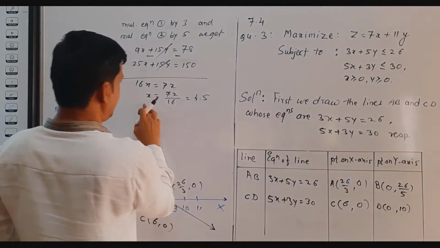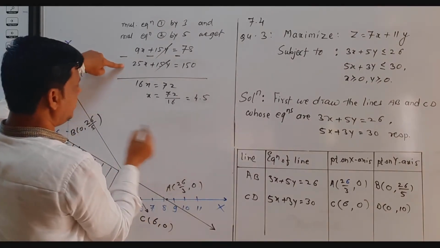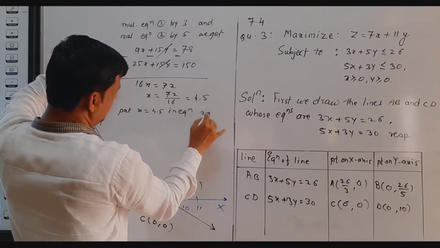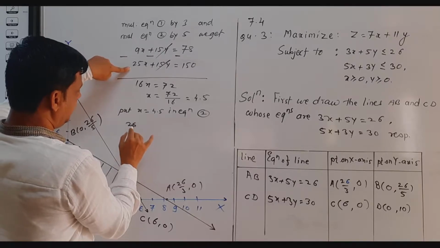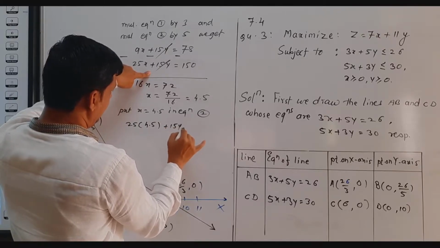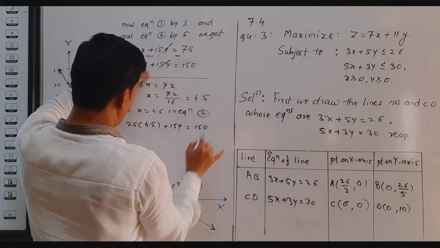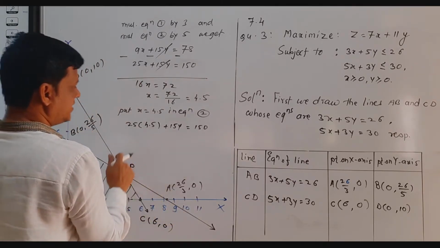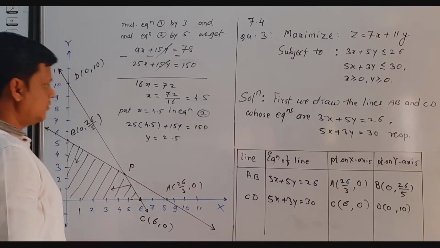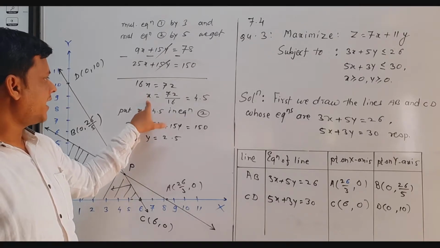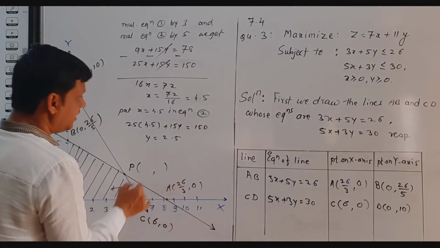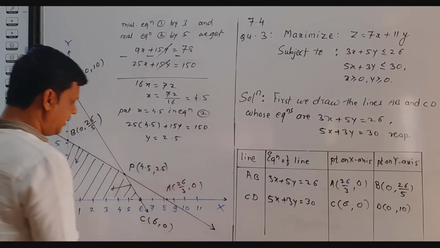So we substitute this x equals to 4.5 in equation number 2. Put x is equal to 4.5 in equation number 2. So we write here 25 into 4.5 plus 15y is equal to 150. So when we multiply this and simplify, we get y is equal to 2.5. So you can check yourself. x equals to 4.5, y equals to 2.5. So the coordinate of this point P are 4.5 and 2.5.